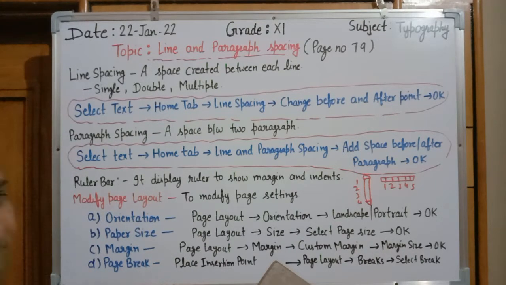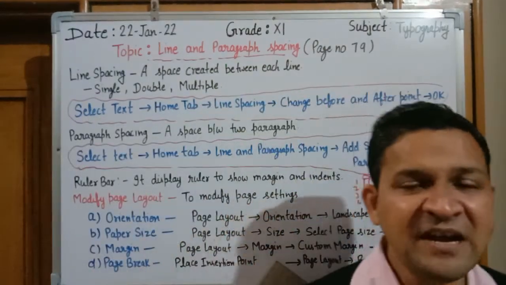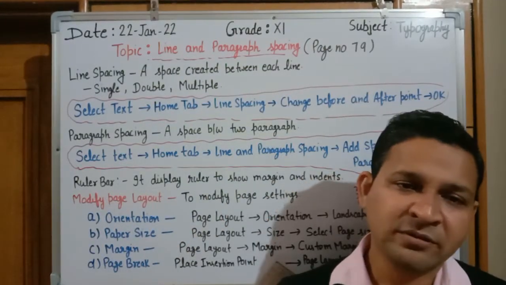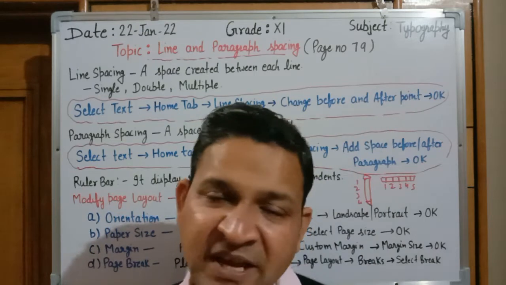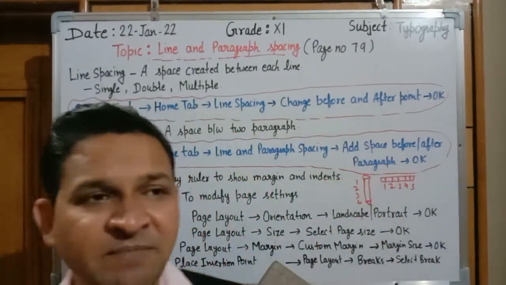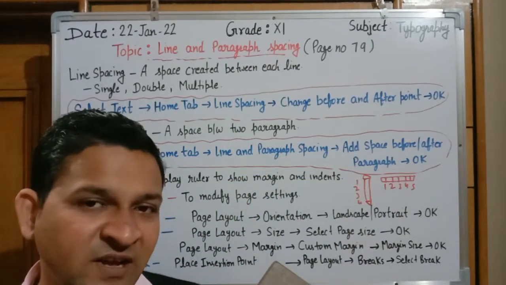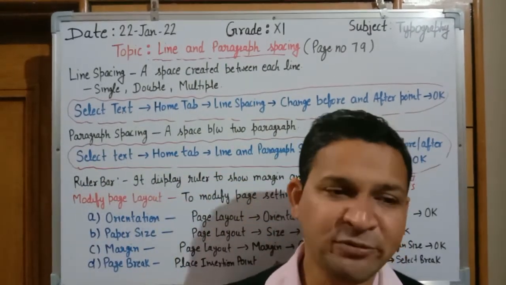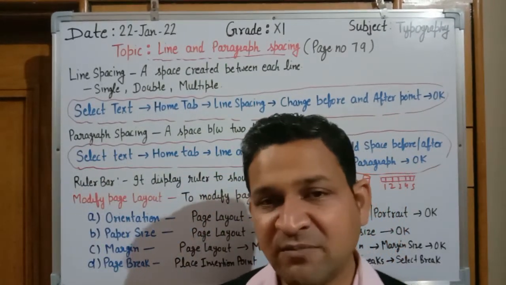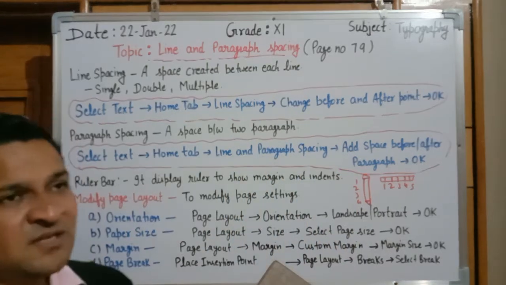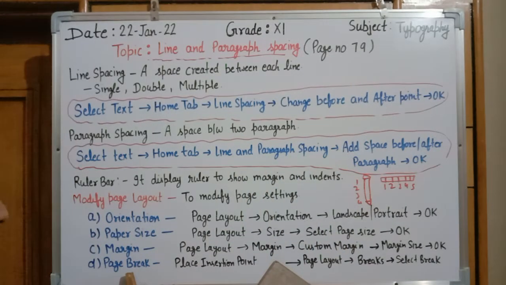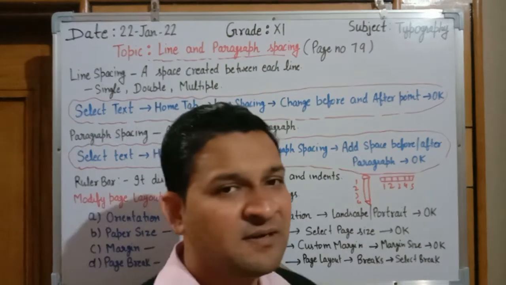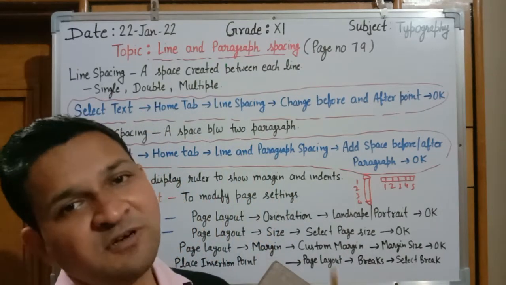The last option is page break. Page break will divide the page into different parts. Breaks can be given in 2-3 formats. One is your page break option. The second can be a section break, and the third can be a column break. A page break will move the text onto the next page.